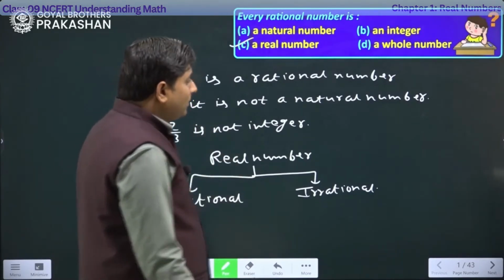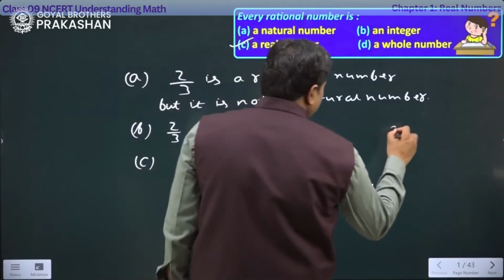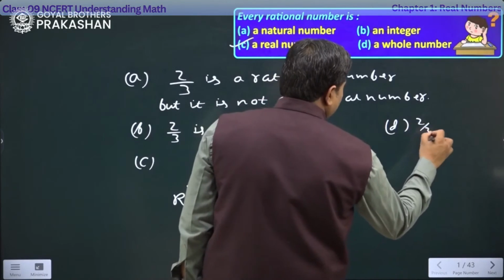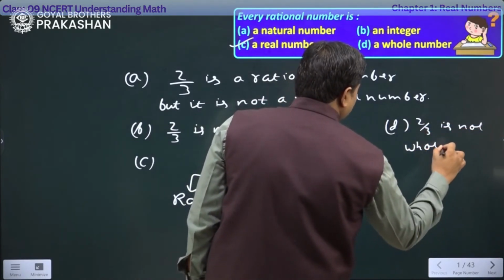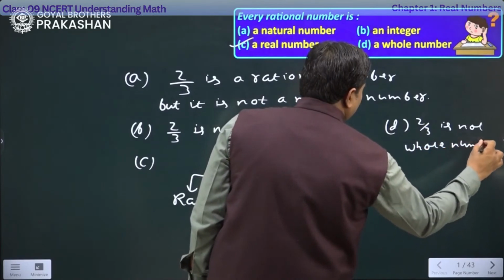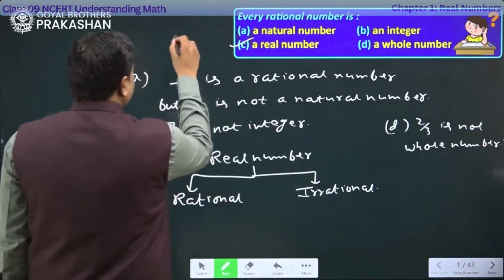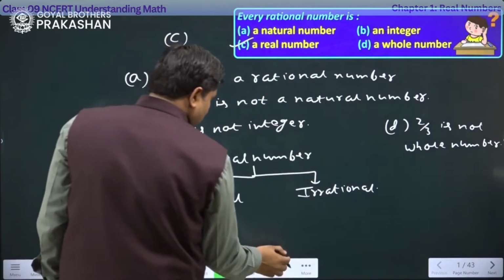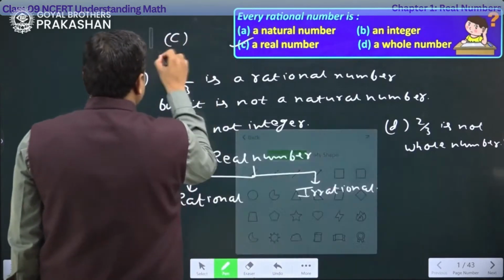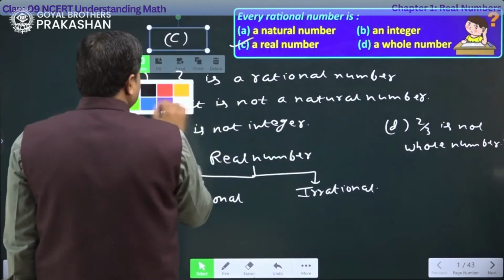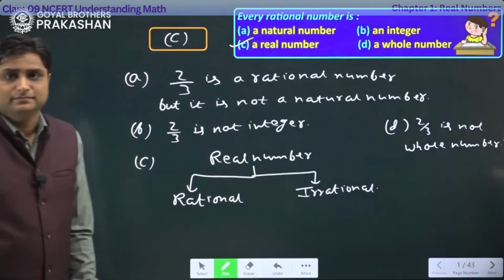Option D, a whole number? No. With the same example we can say for option D also, 2 by 3 is not whole. We have written that 2 by 3 is a rational number, but it is not a whole number. So just option C is correct. Every rational number is real. So we have option C as the correct answer for this question.